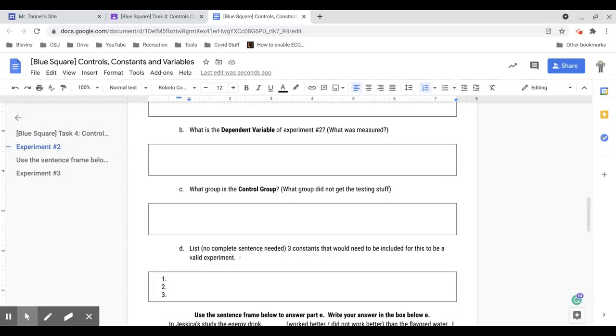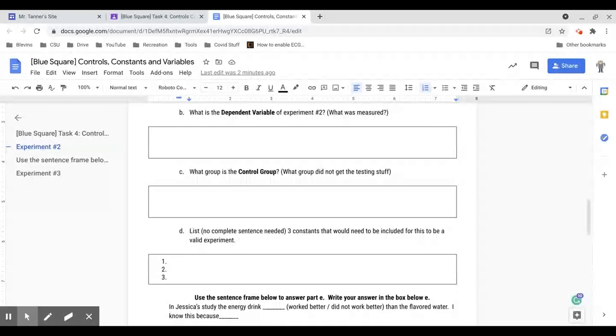What are things that would have to stay the same? For example, here's an example of a constant. If you had group A run on cement and group B run on grass, group A will naturally be faster. You can run much faster on cement than you can on grass. So one constant would be making sure the runners are on the same surface. That's an example of something that would need to be kept the same.